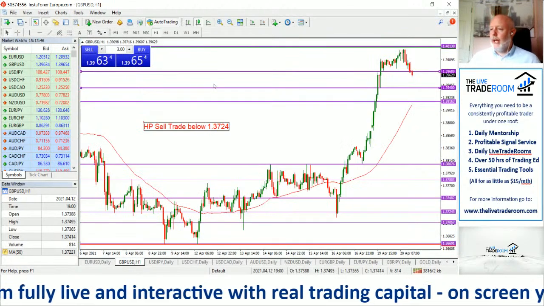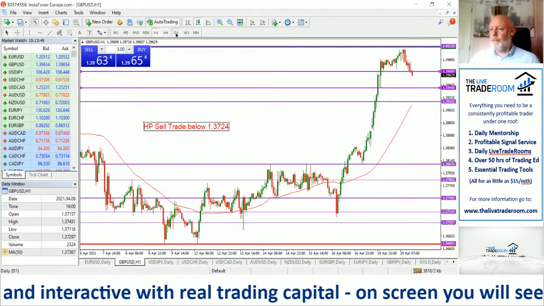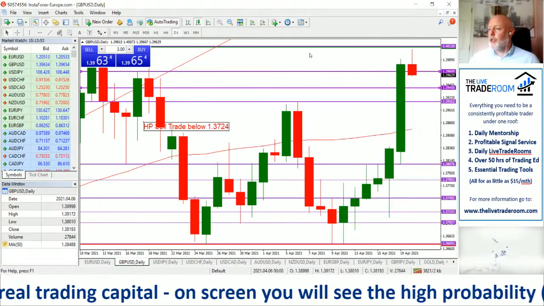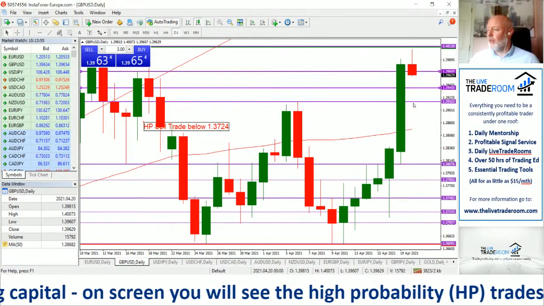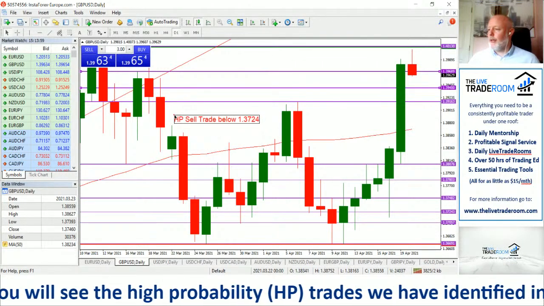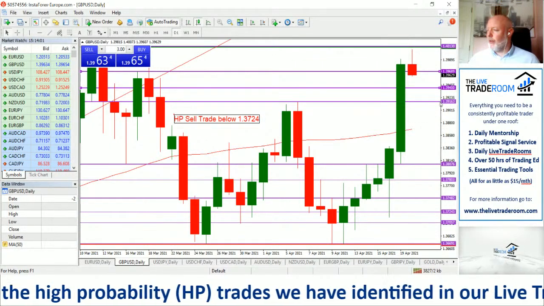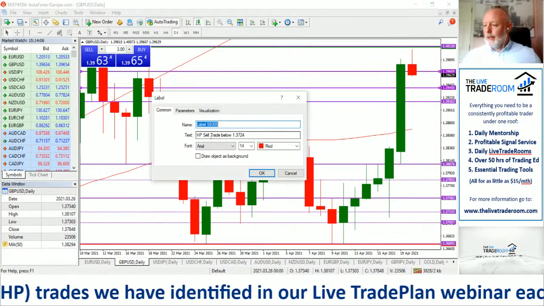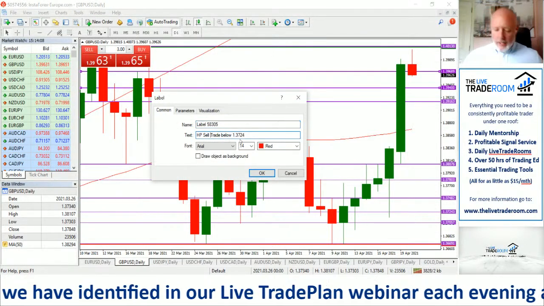So let's see if we can get a coherent position. See, we're trading below the highs, so it's a high probability buy trade around 39.16. High probability buy trade.